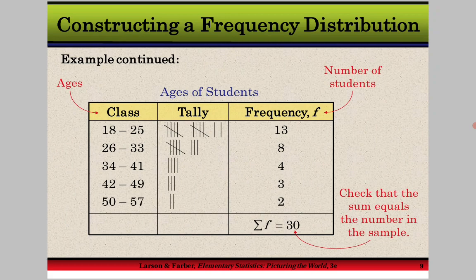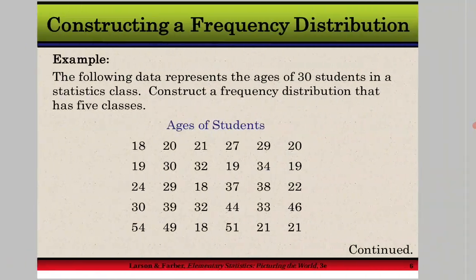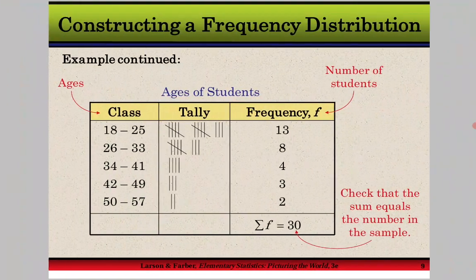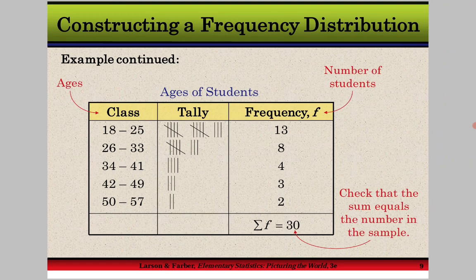For example, start with the first number, that is 18. 18 falls under the 18 to 25 class interval, so put a tick mark there. In that way, count all the numbers from the sample data, and count the total number of values in a particular distribution.